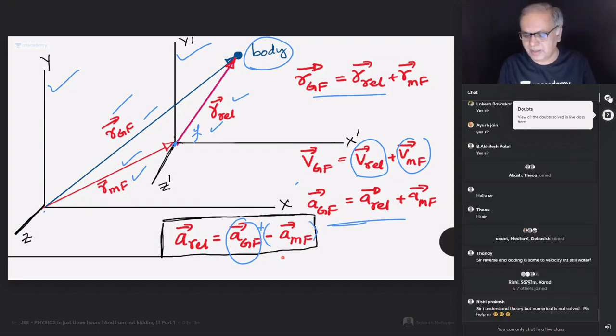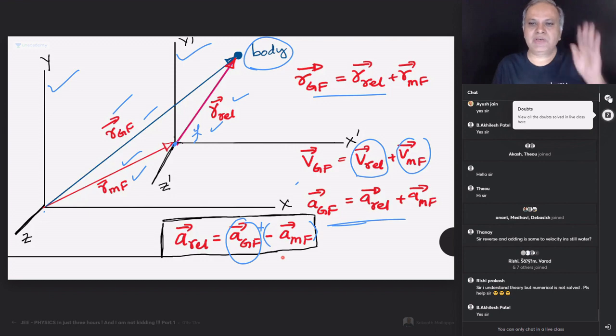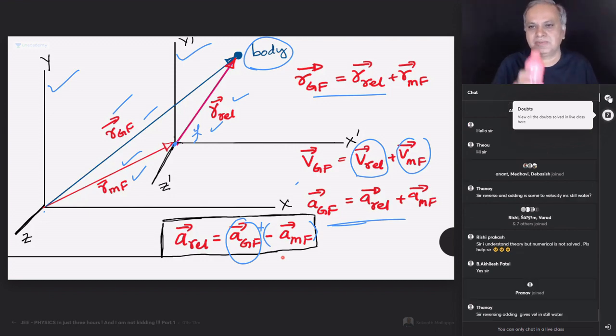This is what you mean by, sir, I understood theory, but numericals are not solved. This is not a proper question, Rishi Prakash. If you understood theory, you will be able to solve problems, which means if you can't, you have not understood theory. Theory is not writing. This statement is not correct. Of course, it's not that when you do the theory for the first time, you'll understand everything. Only when you apply it to problems, wow, that's why the theory was there, you think. But you can never say that you'll start doing problems. That's meaningless.